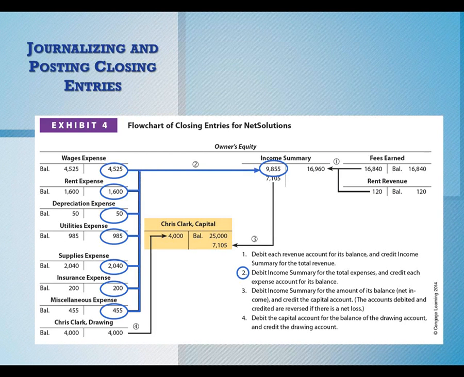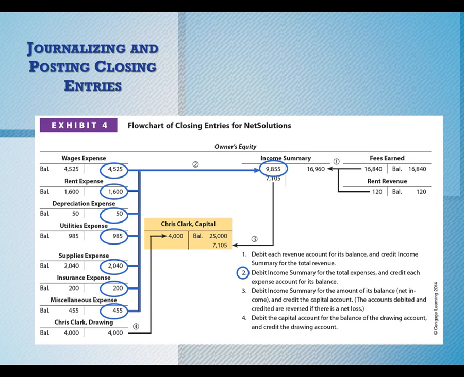So if you add 45, 25, 1,650, 985, and all those numbers up together, you're going to get 9,855. So income summary will be my debit. Wages expense, all those expenses will be my credit. So what I'm doing there with steps 1 and 2, I'm taking those out of my revenues, out of my expenses, and I'm putting them into income summary.